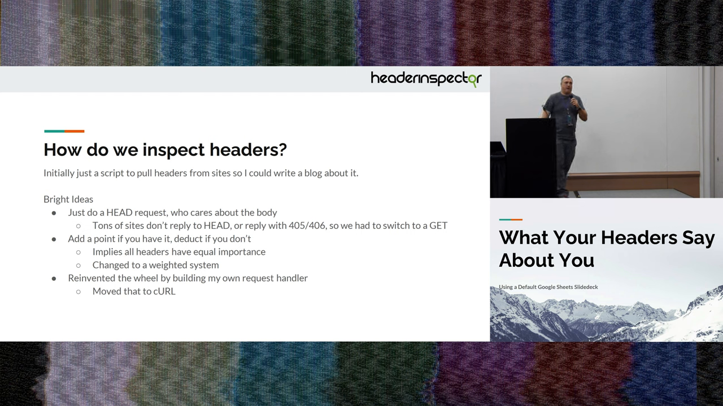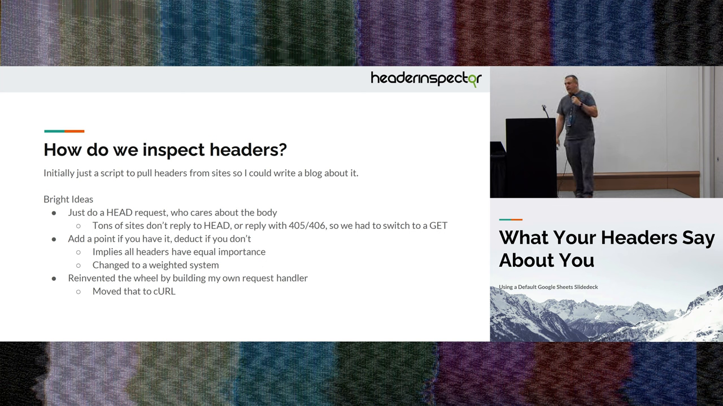So how do we inspect headers? This started out as, for Rapid7, I was writing a blog on HTTP headers, and I decided to write a script that would go and just pull out a bunch of headers and collect them and aggregate the information. That started out fine, but then I realized this is actually kind of useful.